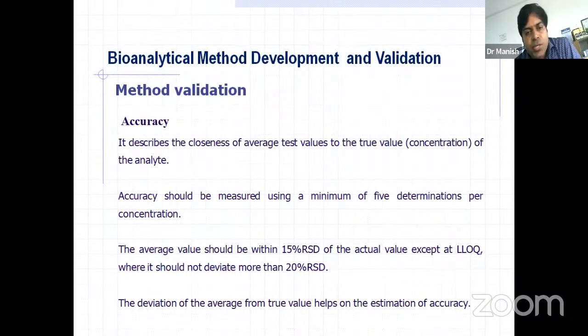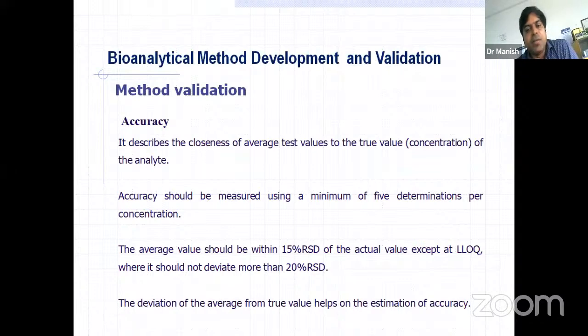Accuracy describes the closeness of average test values to the true value of the analyte. So how close the test value is to the true value, we are going to find in this accuracy parameter. Accuracy should be measured using a minimum of 5 determinations per concentration. As we have 8 concentrations, we need to choose any one concentration and inject it 5 times. So the average value should be within 15% RSD for all the concentrations, and except for LLOQ, it should be not more than 20% RSD.